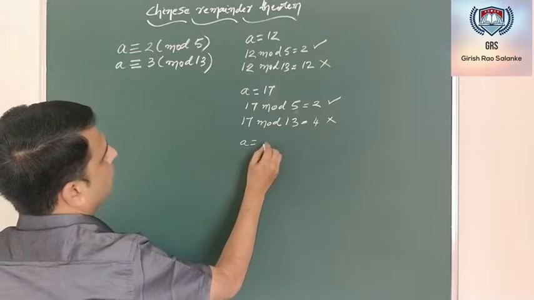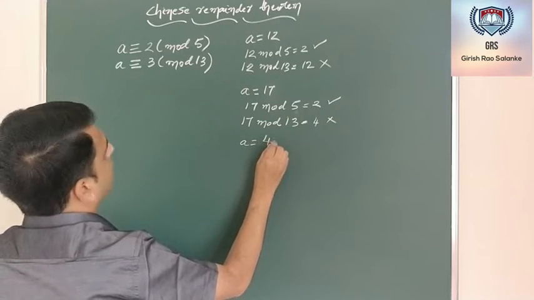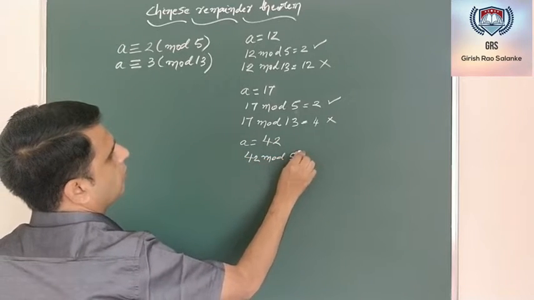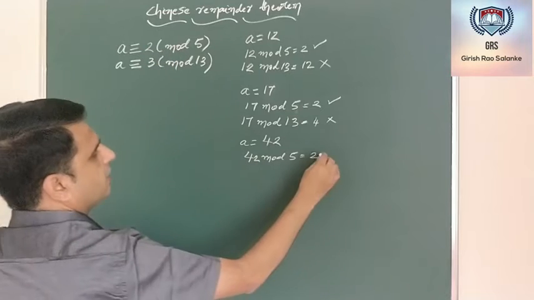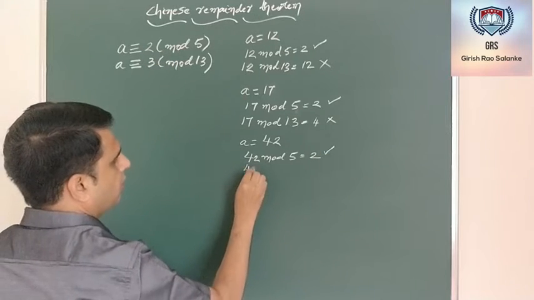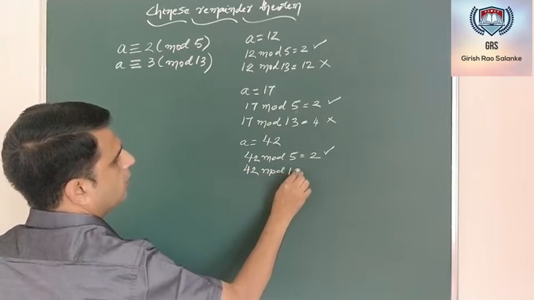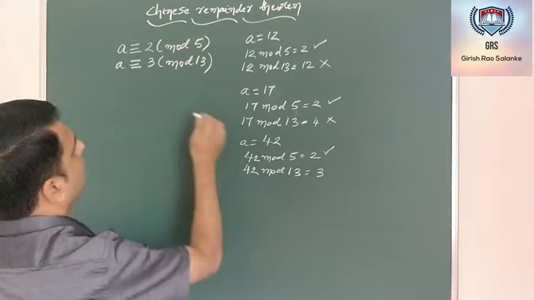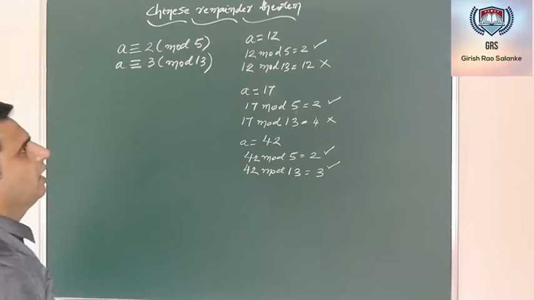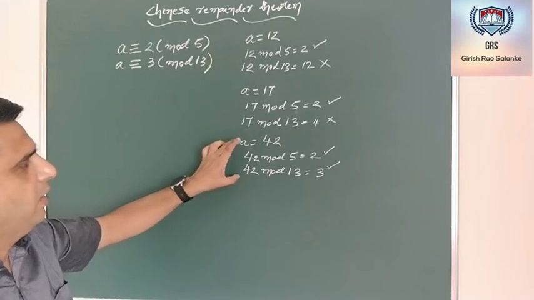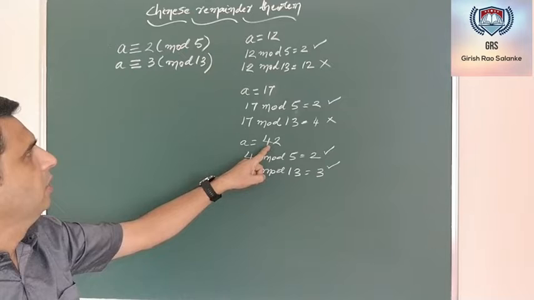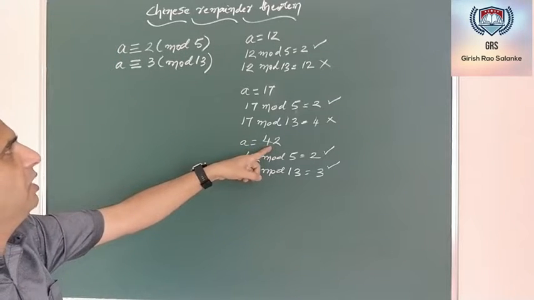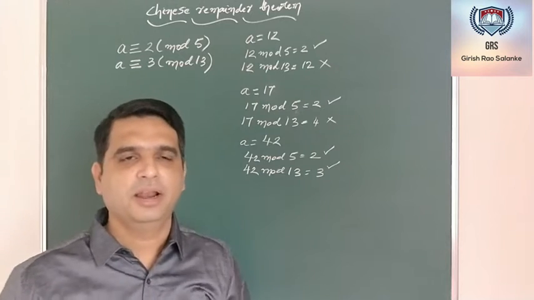Let me take the third value, A is equal to 42. 42 mod 5 is 2. I got the remainder as 2, so the first equation is fine. 42 mod 13: 13 threes are 39, and the left out is 3. The remainder is 3. So I get a value of A is equal to 42 for this. Now how to get this A value 42? I need to apply the Chinese remainder theorem.